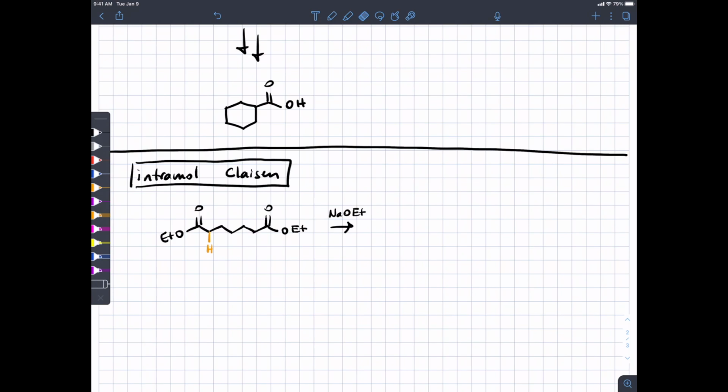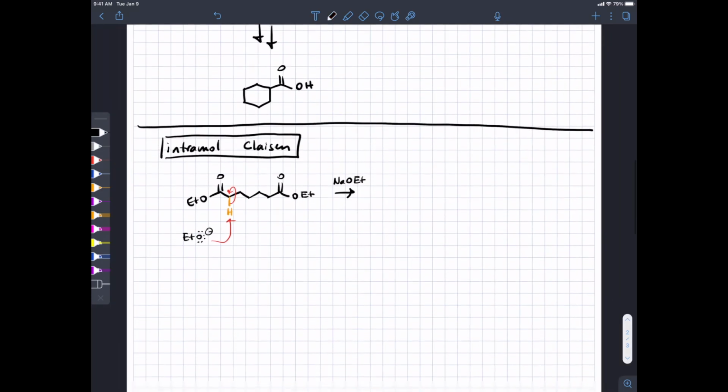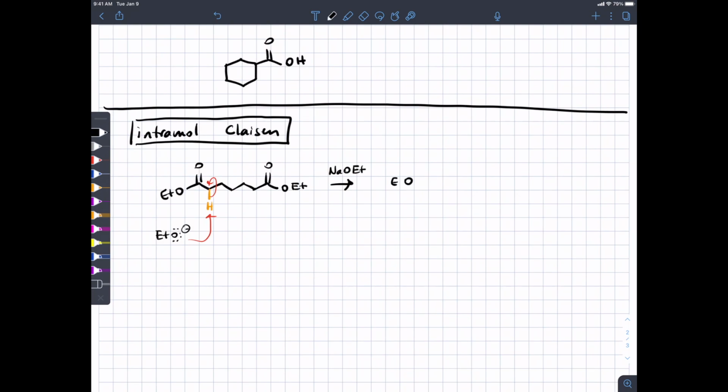In any case, the first step is going to be our base removes the alpha proton. That generates an enolate. The negative charge on that alpha carbon. And now it's useful to count carbons whenever you're going to make a ring. I'm going to have this negative charge on the alpha carbon, that enolate, attack this carbonyl carbon to give me a tetrahedral intermediate.